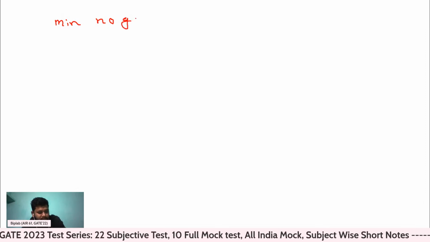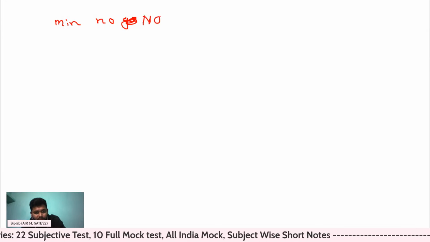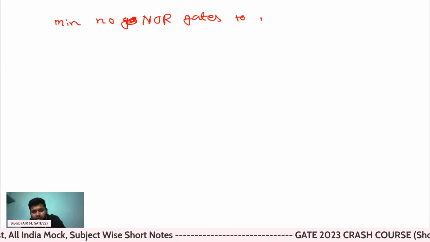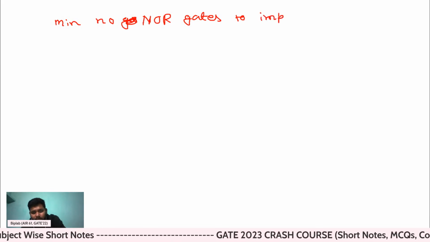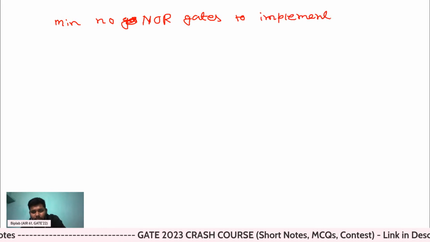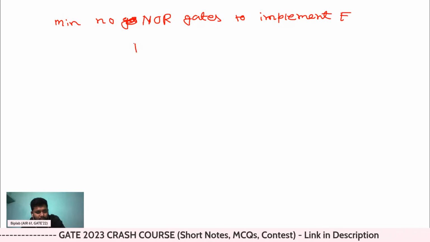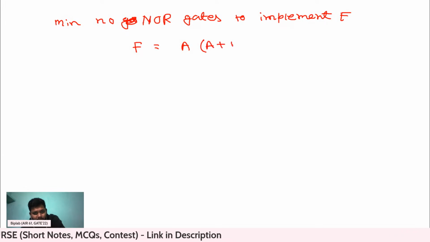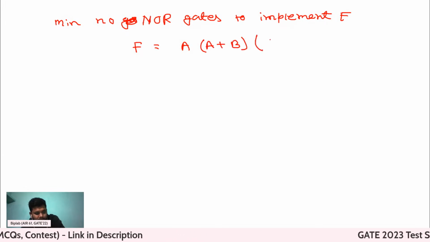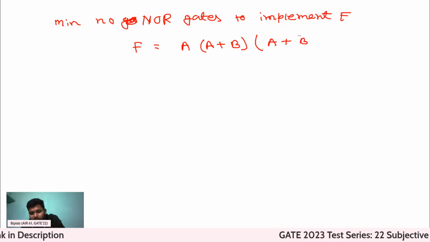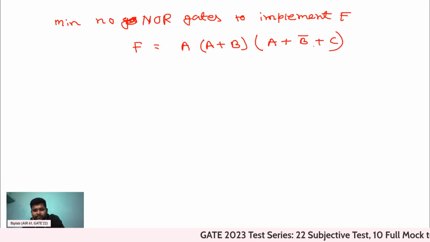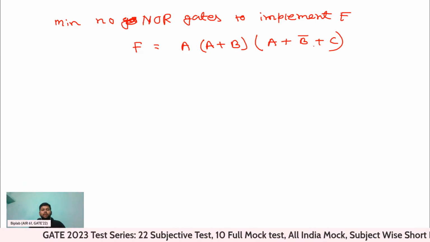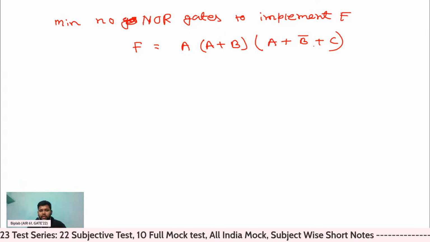Minimum number of gates, just NOR gates, to implement f. What is your f? F is given as (a plus b bar)(a plus c)(a plus b)(a plus b bar plus c). This is what you have to implement. Okay. Now, how many minimum number of NOR gates will be required?